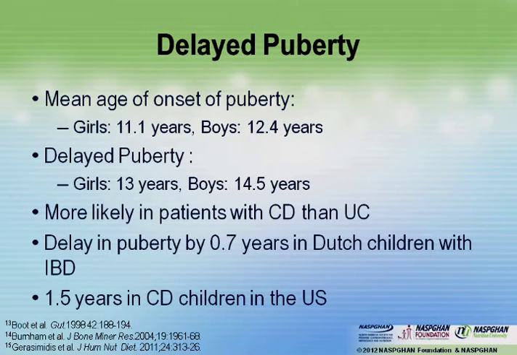So the mean age of onset of puberty is about 11 years in girls and 12 years in boys. Delayed puberty in girls is considered about 13 years and 14 and a half years in boys. And again, you're more likely to see delayed puberty in patients with Crohn's disease as compared to those patients with ulcerative colitis. One study that looked at a Dutch cohort found a delay in puberty as compared to controls by 0.7 years and 1.5 years in the Crohn's disease patients in the US.